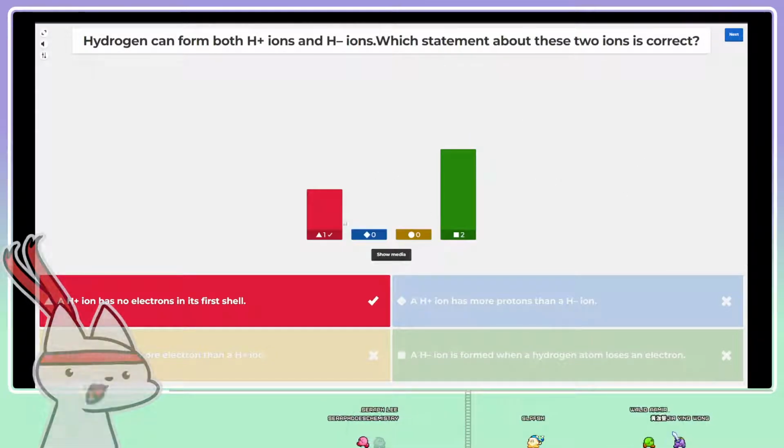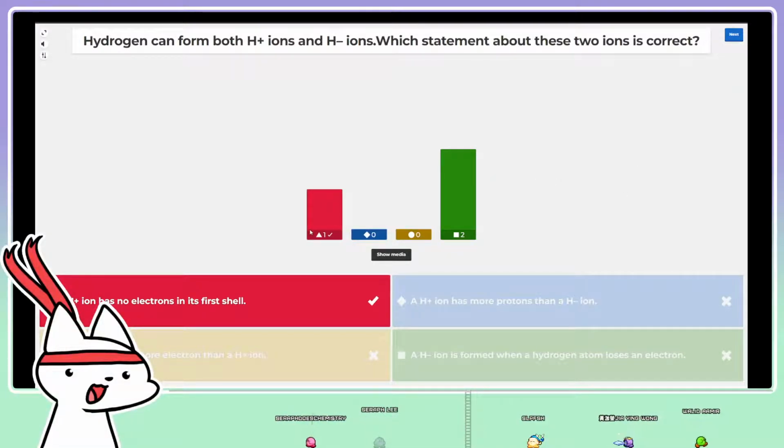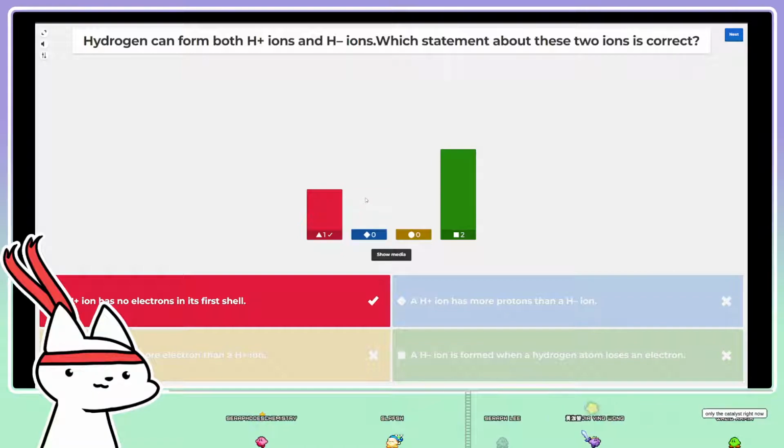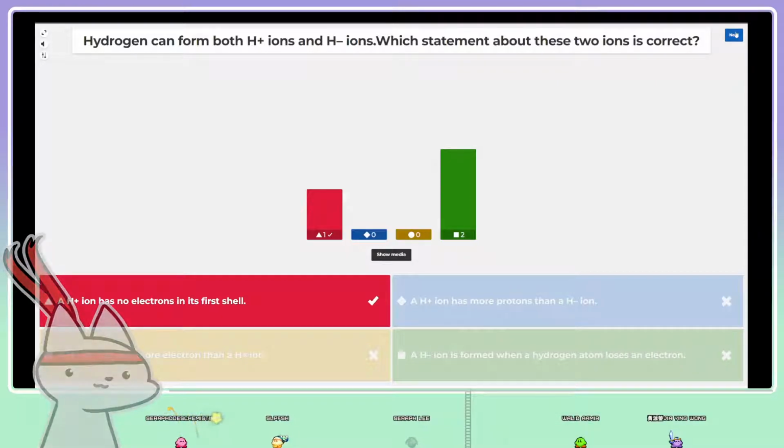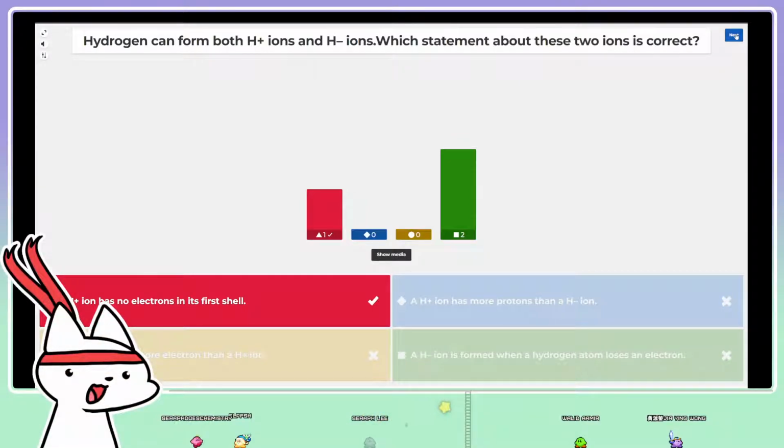Okay. So anyway, with these questions, we have hydrogen can form both H plus ions and H minus ions. H plus means that it gives away an electron. H minus means it receives an electron. So in this case, if it gives away an electron to form H plus, it means that there will be no more electrons in the first shell. For the green, H minus ion is formed when a hydrogen atom gains an electron. Minus means you gain electrons. So minus is gain, positive is lose. So green, H minus is formed when a hydrogen atom gains an electron, not loses. Okay.